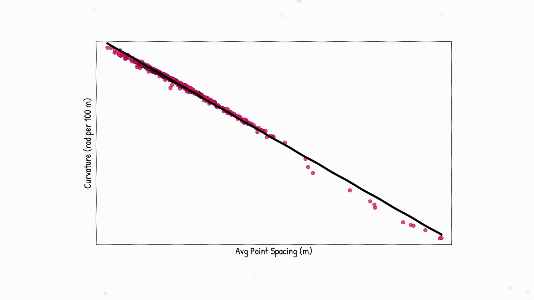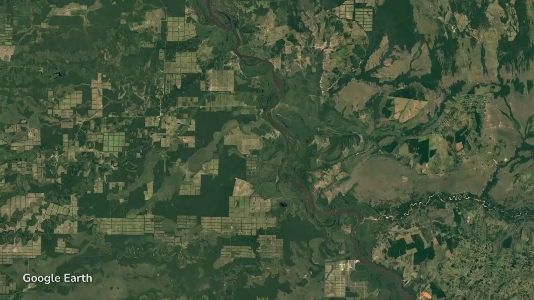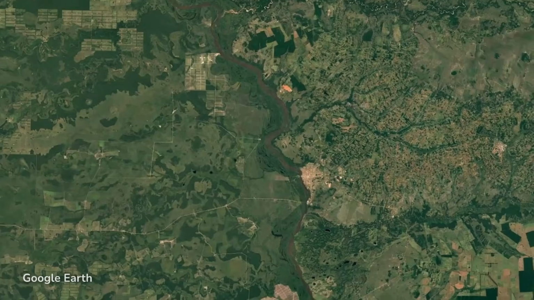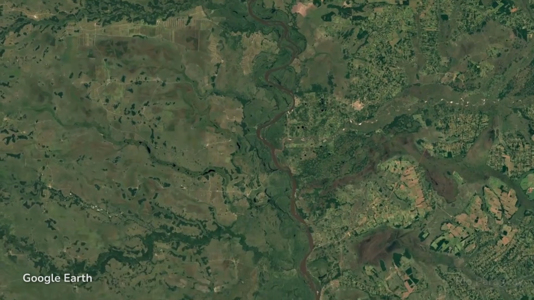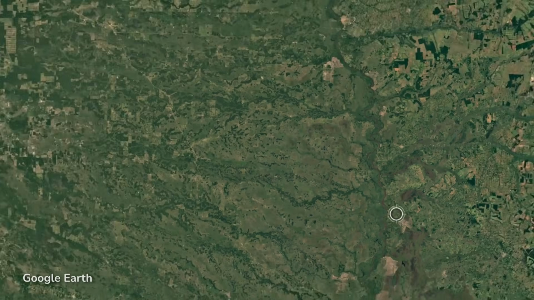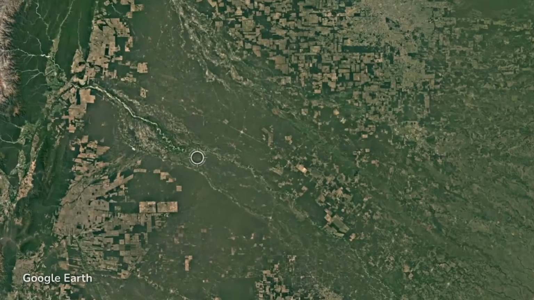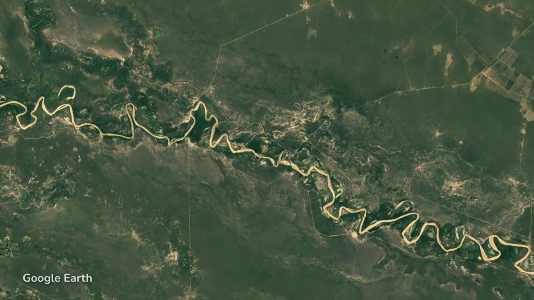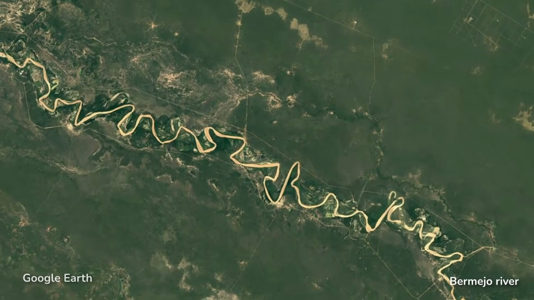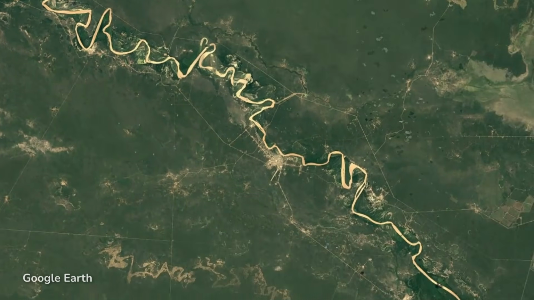Another way to look at this is to find the rivers that deviate the most from the fitted line. In other words, rivers whose average turning angle is higher than what their resolution would suggest. And a river that deviates from the fitted line but also has high average angle is Rio Paraguay, which looks squiggly, I guess. However, not very far from here, I accidentally discovered another river, and this one looks even squigglier. This is the Bermejo River. It wasn't in my dataset though because it's a smaller river.